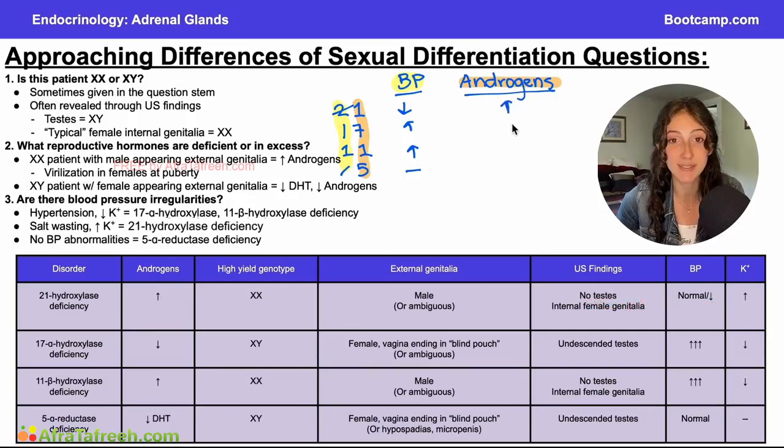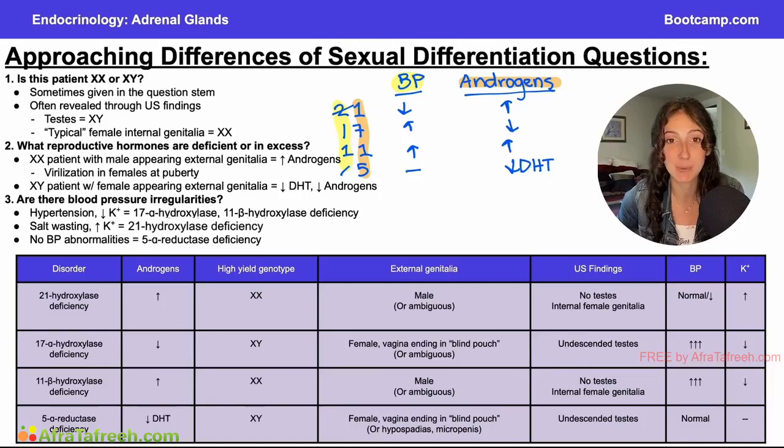We are not going to see increased androgens. In fact, we are going to see decreased androgens in 17 hydroxylase deficiency because there is not a 1 in that spot. We're going to see increased androgens again in 11 beta hydroxylase deficiency and then decreased DHT in 5 alpha reductase deficiency. So this is a really helpful mnemonic that I think is a great quick and dirty way to approach these questions on differences of sexual differentiation on step 1.